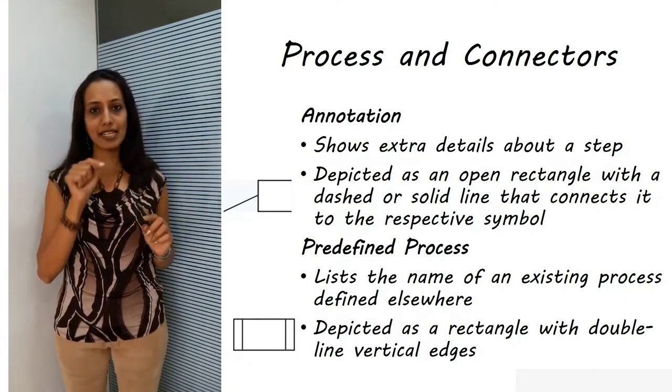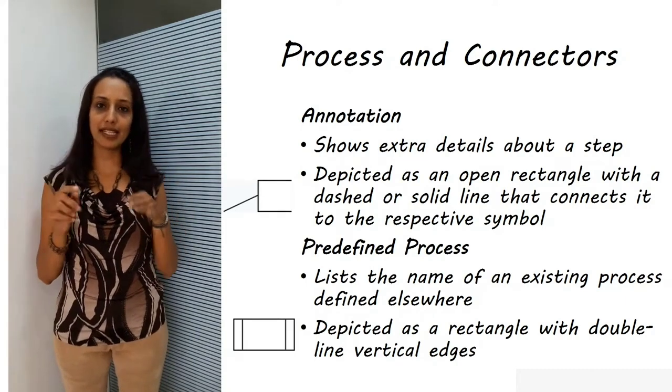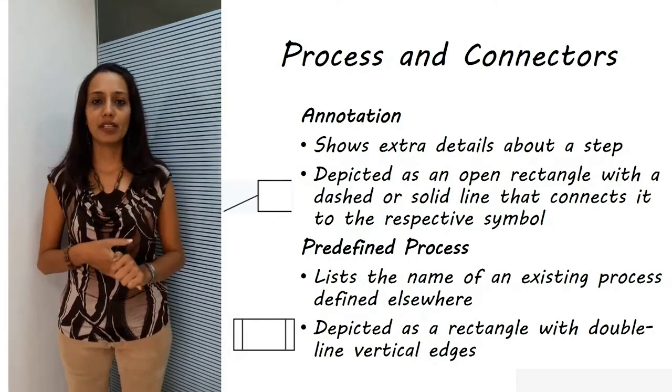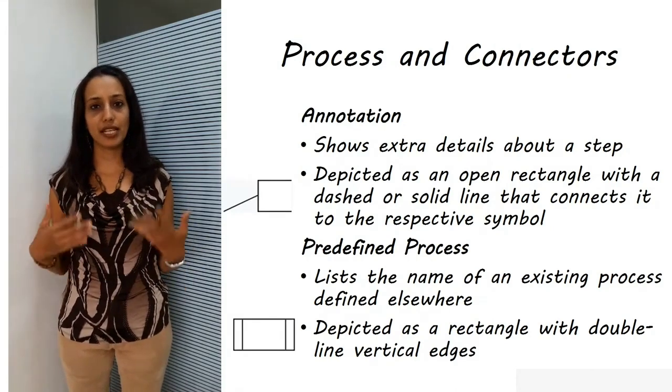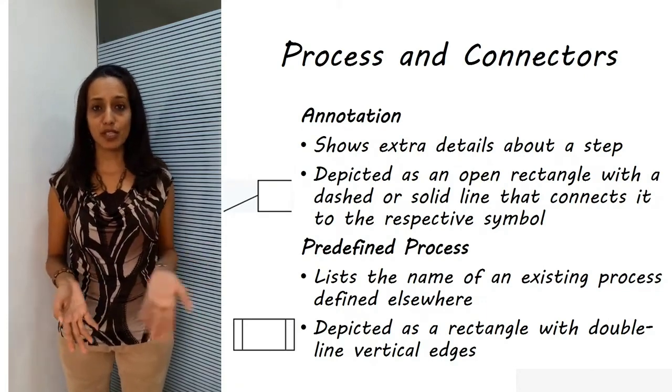So it's indicated as an open-ended rectangle with a line connecting it to a particular symbol, and then some text is written inside the annotation to indicate or explain what exactly that symbol is doing.